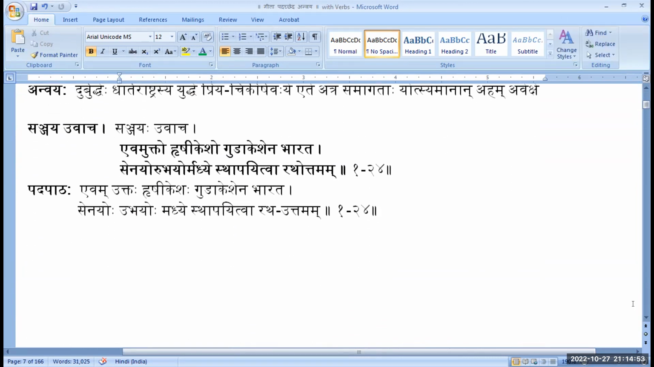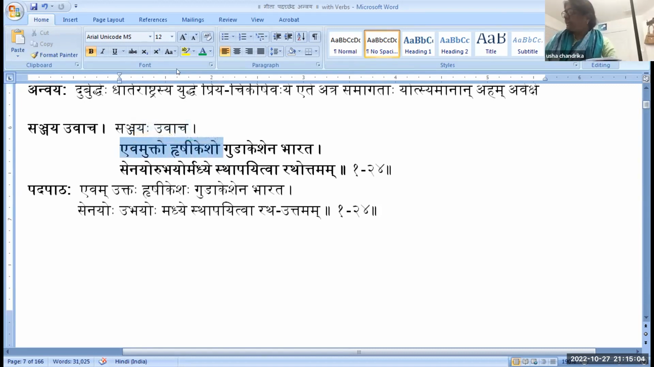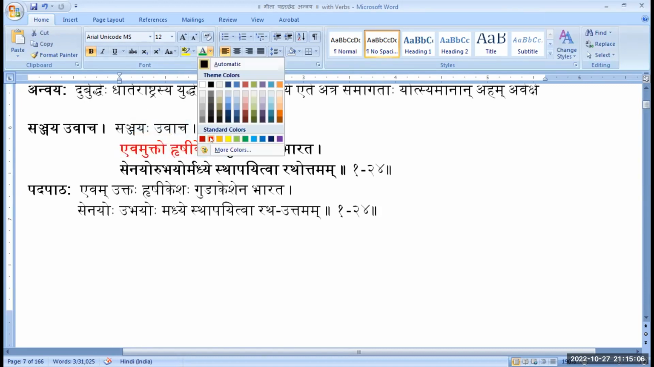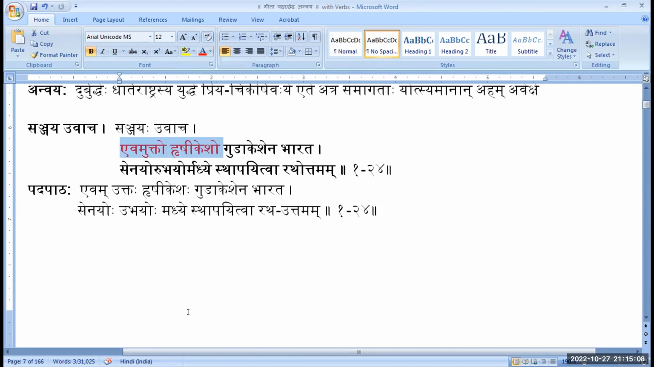Here, what we are saying is, if we were to separate the padas, if you are going to break, this is where you have to break. And when we break, we have to say Eva Mukto Hrushikeshaha. We cannot say Eva Mukto Hrushikesho. Some people will say that, but in Gita chanting, if you do that, you will get marks taken out. That's what Balaji also said.